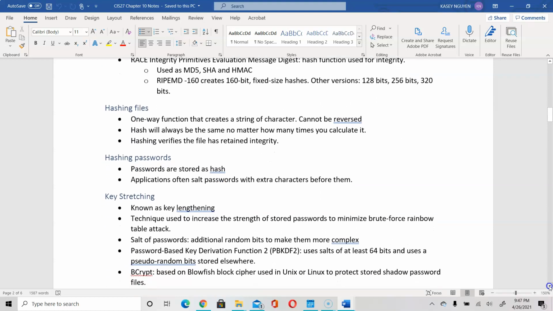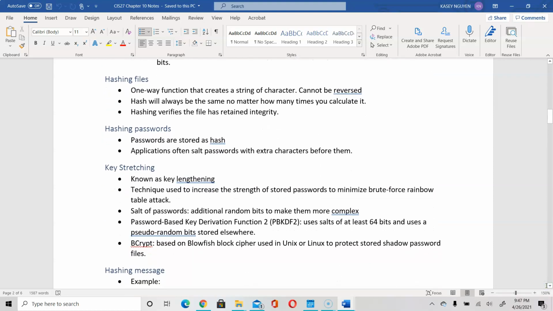And salting the hashes of the password is one way. Another way is to implement key stretching or key lengthening. This is a technique to increase the strength of the stored password, so that we would minimize brute force of the password. To really reduce the probability of brute force, or just to give us a little more time, we can lengthen our key or stretch our key for that encrypted password.